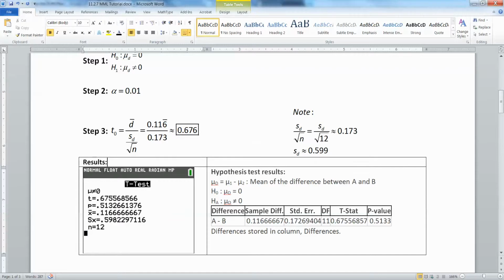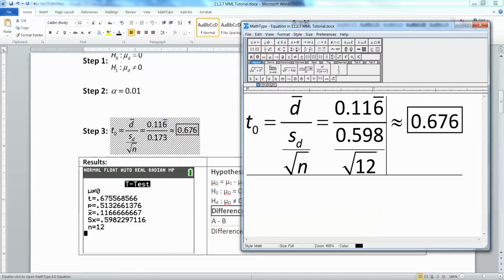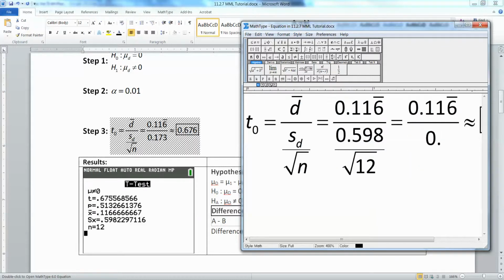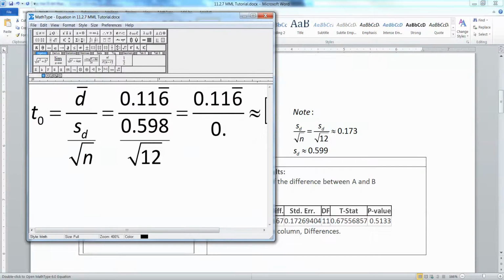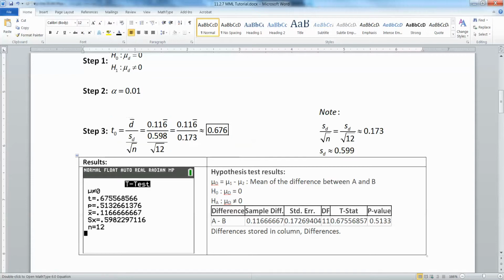So I can go into the formula and say this is 0.598 over the square root of 12. That's about, let's see, 0.1166 over 0.173, what I had before. And I can see that test statistic is 0.676. That's my t0 test statistic.